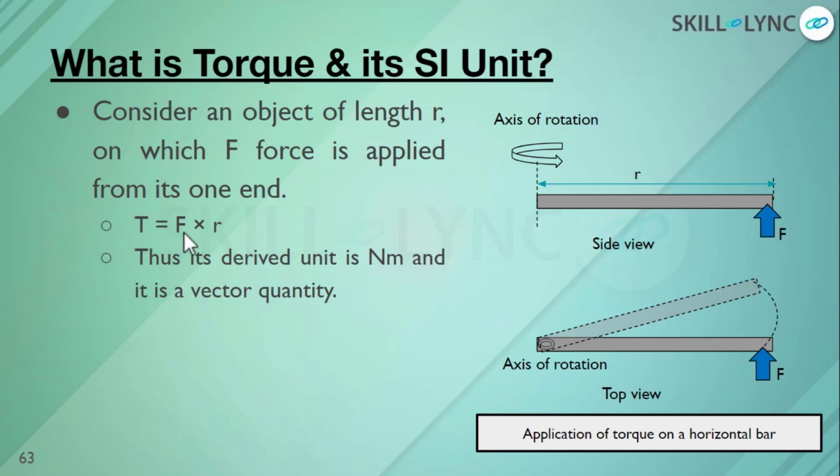Therefore, the torque can be defined as force into distance from the axis of rotation. Here in this case, it is the length of the horizontal bar. Torque is represented by the capital letter T, and is also generally denoted by the Greek letter tau. Tau is equal to force into the displacement. Displacement is the distance from the axis of rotation, and force is applied at that distance from the axis of rotation. Thus, its derived unit is Newton meter and it is a vector quantity.